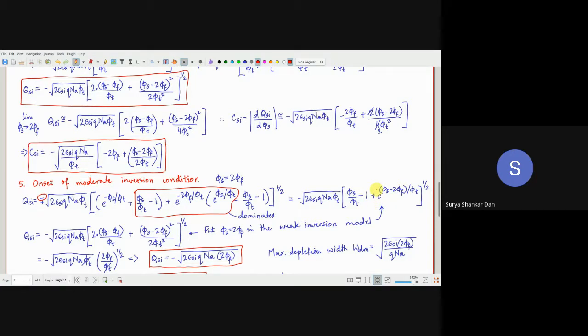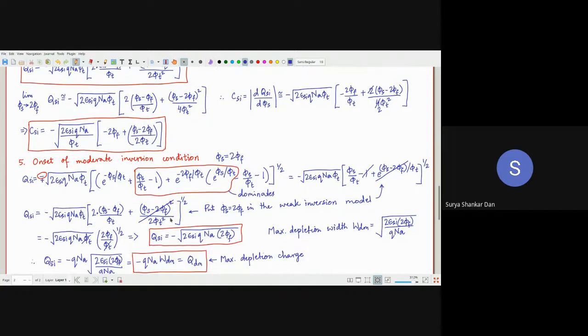Or else if you put it in this relation, same thing. What will happen? We are putting phi s equal to 2 phi f, so this part will cancel. So let me just, or else, put phi s equal to 2 phi f, then 2 phi f minus 2 phi f will cancel out. And what will be here? 2 phi f minus phi f will be just phi f. So 2 phi f by phi t.